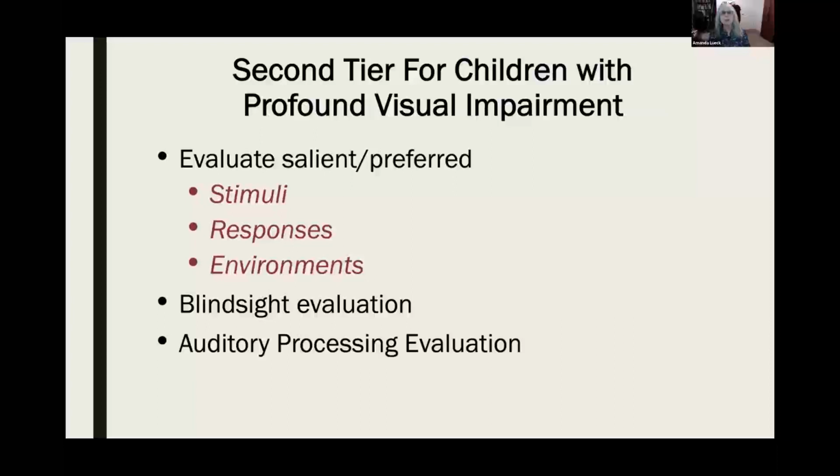For the second tier of children with profound visual impairment, we need to evaluate salient and preferred stimuli. What gets those children? What are they stimulated by? How do they respond? Well, how do they prefer to respond? And what are their preferred environments? A blind sight evaluation for children who have very limited vision, but might be able to have some vision in their peripheral fields, or be able to walk around things without knowing it. And again, the auditory processing evaluation for this group of children also.